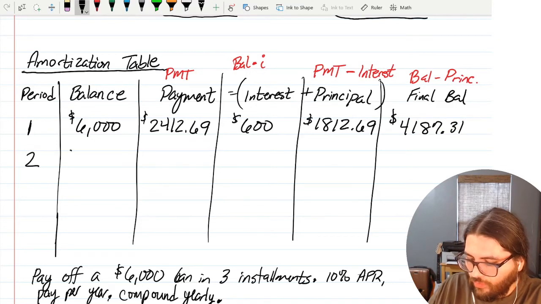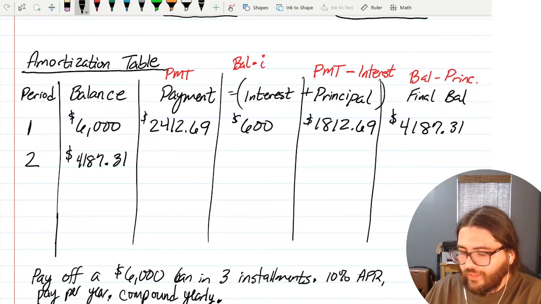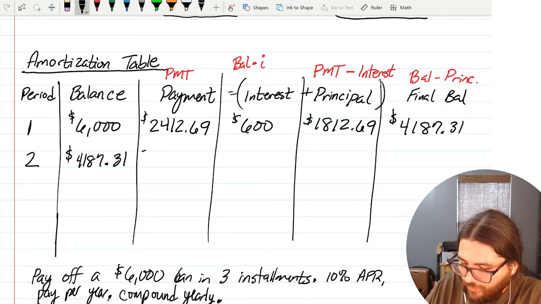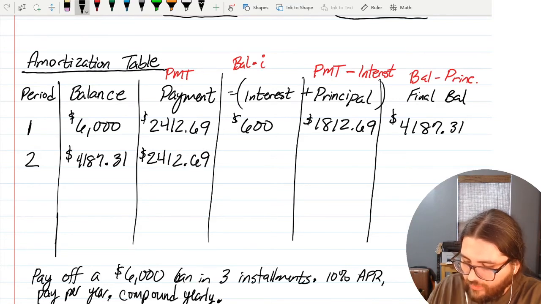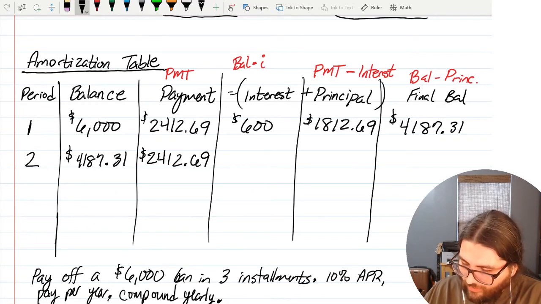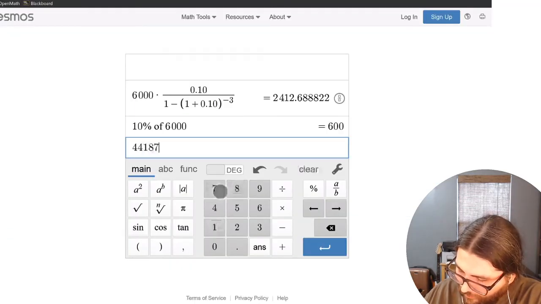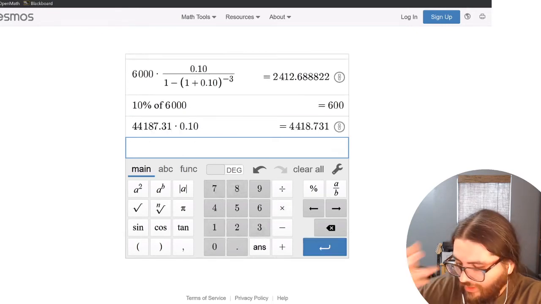In period number 2, let me copy down my balance from the previous row. And this is a little bit like balancing a checkbook. 418731. I'm still making the same payment, 241269, but I need to calculate my interest. So that's 10% times 418731. Times 10%. That's the way I would normally do it.